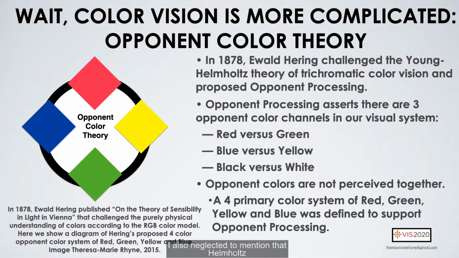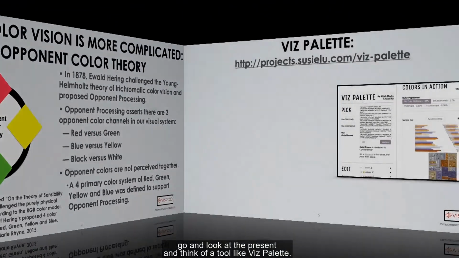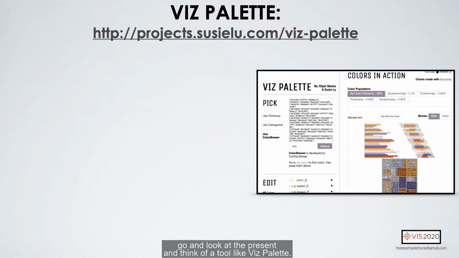I also neglected to mention that Helmholtz was threatened by Hering's observations, and it would take many years, until the 1950s, until Hurvich and Jameson showed that the two operated together. But anyway, that's all history, so let's look at the present and think of a tool like VIS Palette.